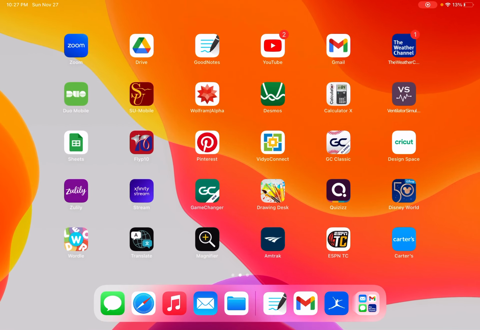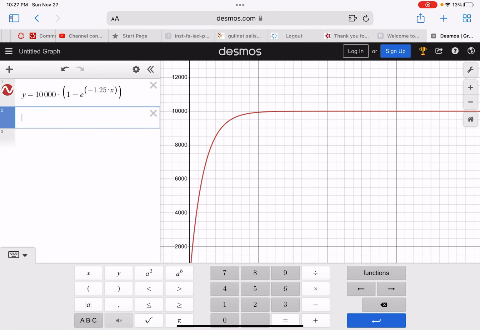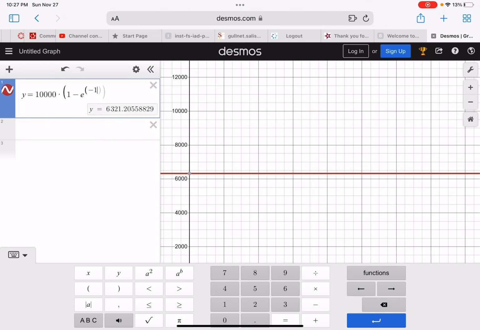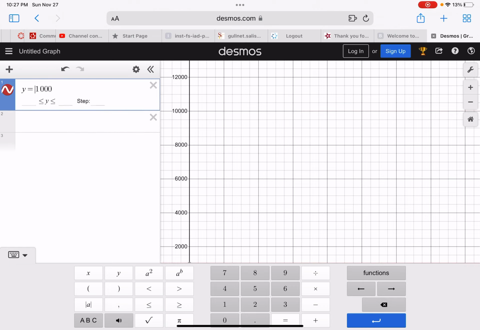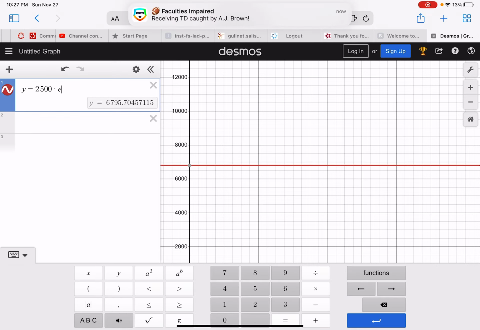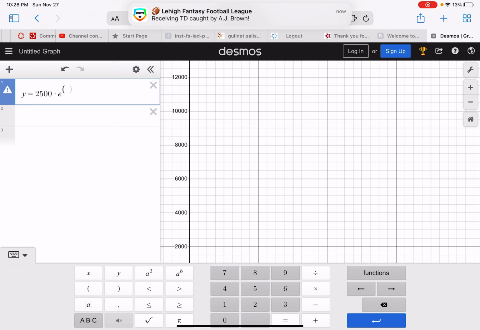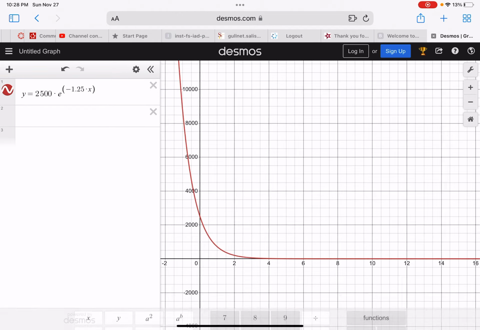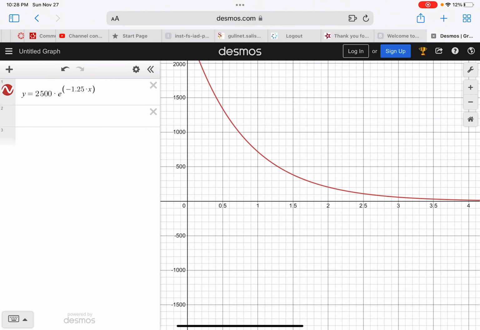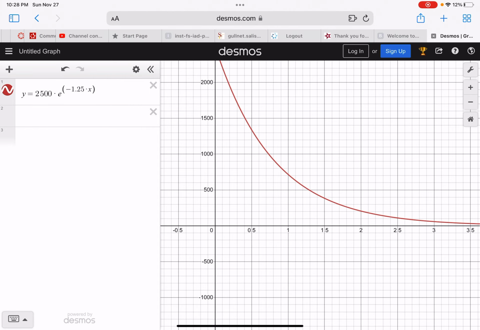So if I'm going to go and graph that on my Desmos, we're going with... oh wait, it didn't delete. 2,500 times e to the parentheses negative 1.25 times x parentheses. And now we're actually going to zoom that in quite a bit. And so you get this graph as your graph for Fi.